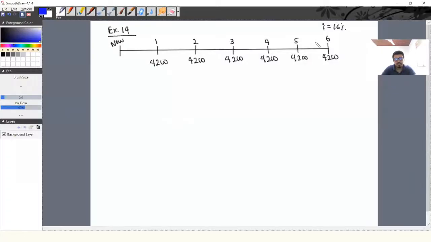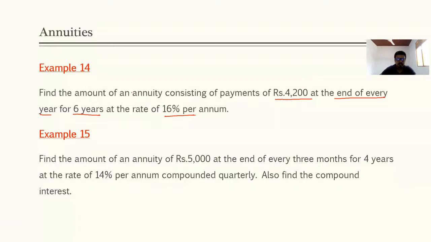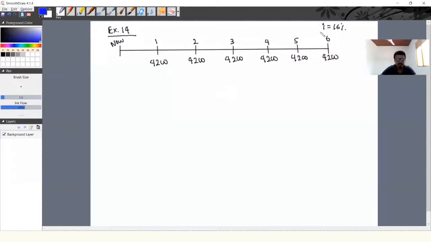Assume we don't know anything about annuities. The annuity formula, we don't know that. Then how can you find the answer for this? Forget the annuity. The amount of payments of 4,200 at the end of every year for 6 years at the rate of 16% per annum, and you need to find the future value here. How can you do that? You need to find the future value of each payment.